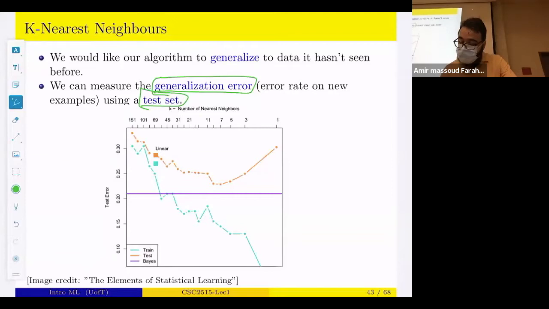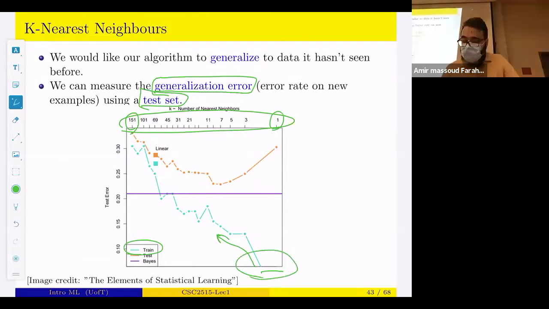So if we measure it, we get some results like this. Here, the x-axis is the k, the number of nearest neighbors that we have. So this is one nearest neighbor, and this is a large, 151 nearest neighbors. Now what we do is we first show the training data and compute the error on the training data. And you see that the error follows this kind of curve. When k is equal to one or a small number, this is a very small value, and when k is large, this is a large value.